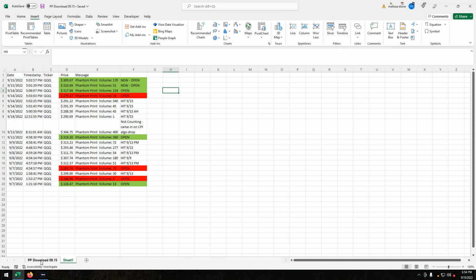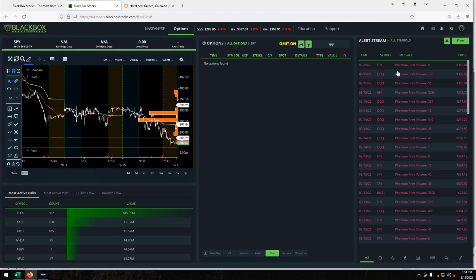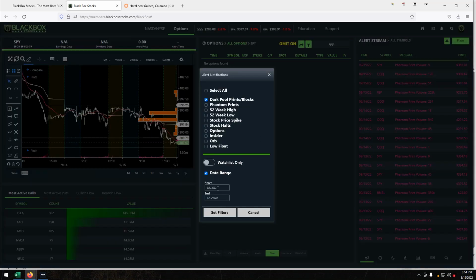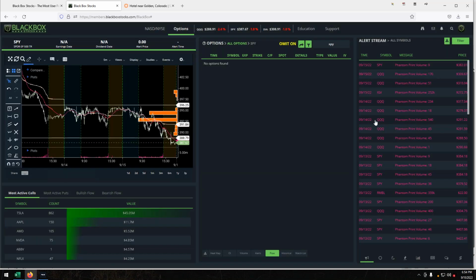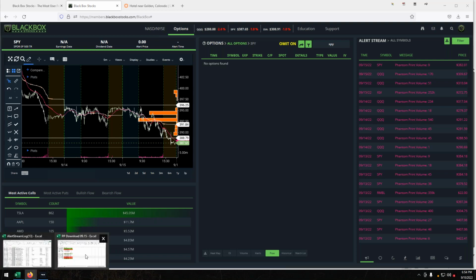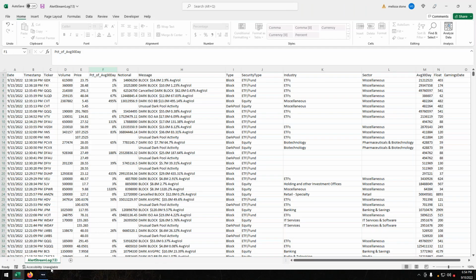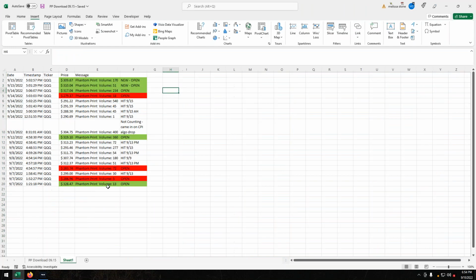But for those that are new, you can download the dark pool phantom print, the dark pool report or the phantom prints by just clicking this download button. So again, if you go to filter, enter a date range. So I've went back for 2 weeks so I could just get a feel, downloaded this, and this now let me filter to just show the Qs.